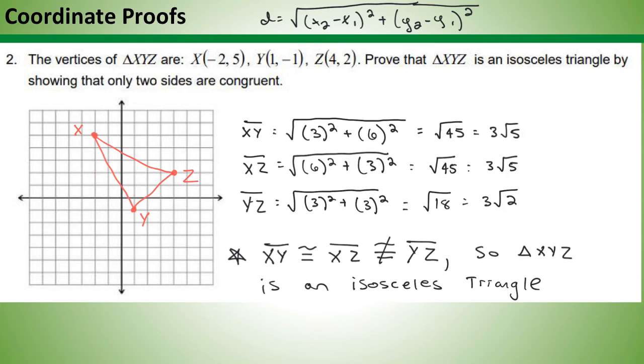It's important that we always summarize our proof down here. We always need to say, this is what happened, so this is true. Okay, so those are coordinate proofs.